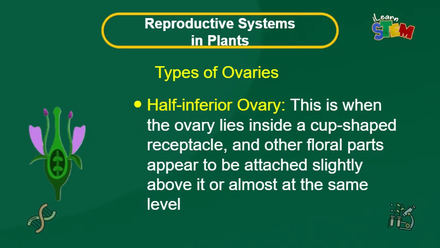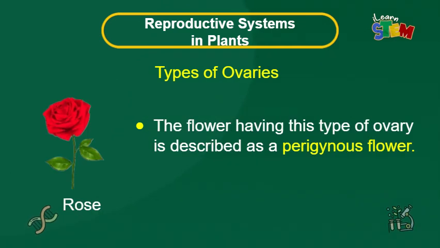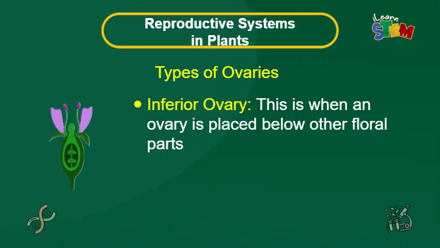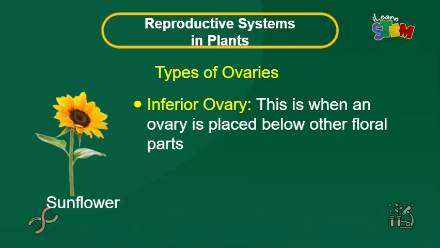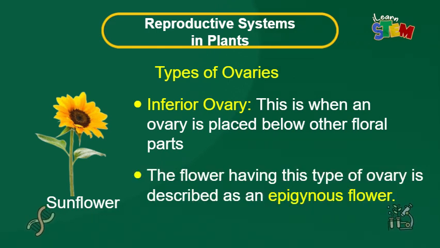2. Half-inferior ovary. This is when the ovary lies inside a cup-shaped receptacle and other floral parts appear to be attached slightly above it or almost at the same level. An example is rose. The flower having this type of ovary is described as a perigynous flower. 3. Inferior ovary. This is when an ovary is placed below other floral parts. An example is a sunflower. The flower having this type of ovary is described as an epigynous flower.